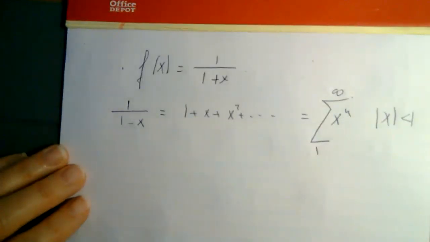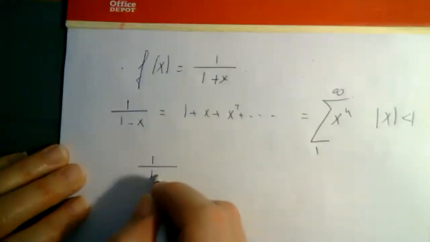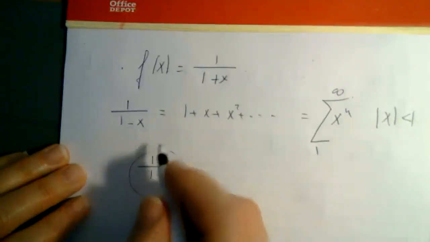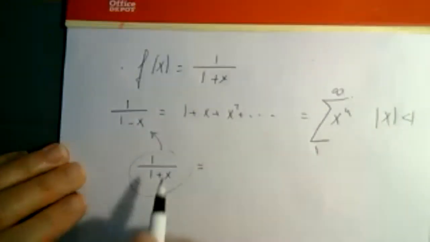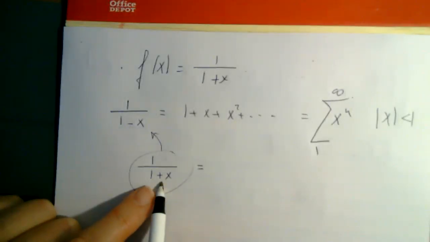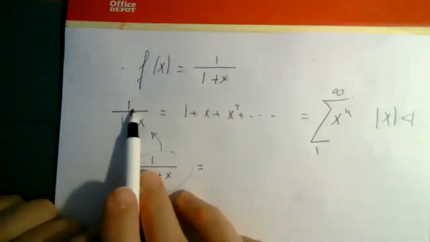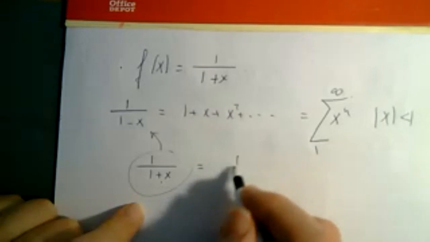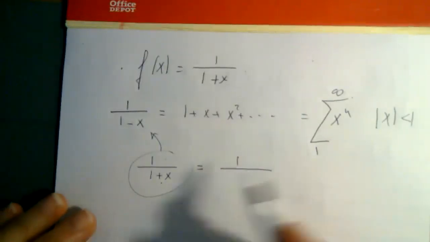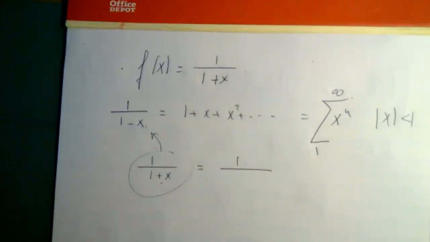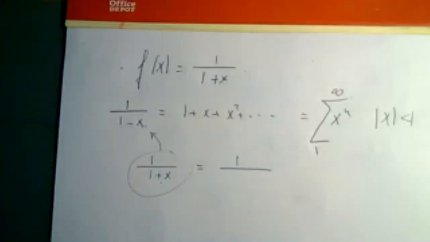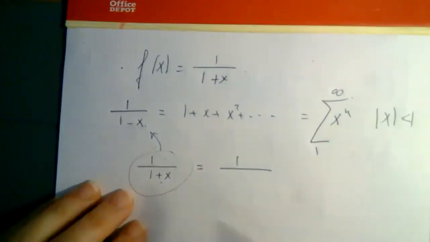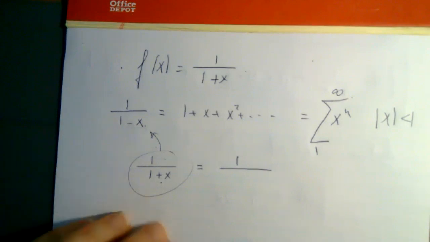And the question is, how can I relate it? Sorry, how can I relate this to that algebraically? It means, how can I rewrite 1 over 1 plus x so that somehow I can use this one? So in this piece, I'm trying to relate this to that so I can work. So how can I rewrite it so I can use 1 over 1 minus x?